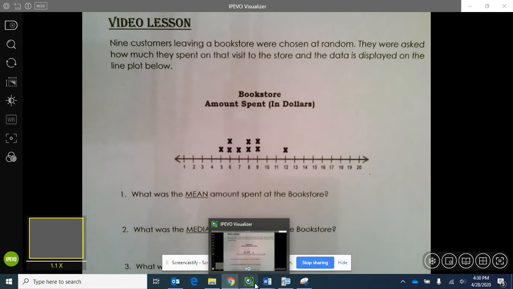So in the previous slide you were introduced to the definition of line plots. A line plot is a data display that's used to represent frequency on a number line. So let's take a look at our first scenario that we have represented with a line plot.